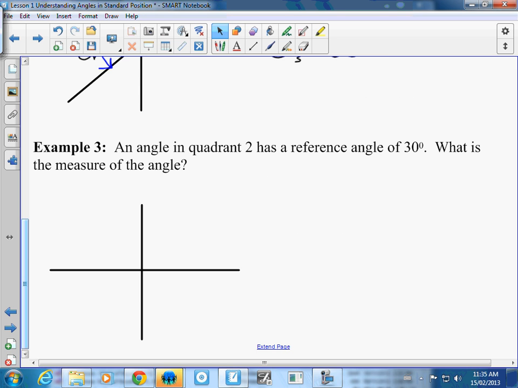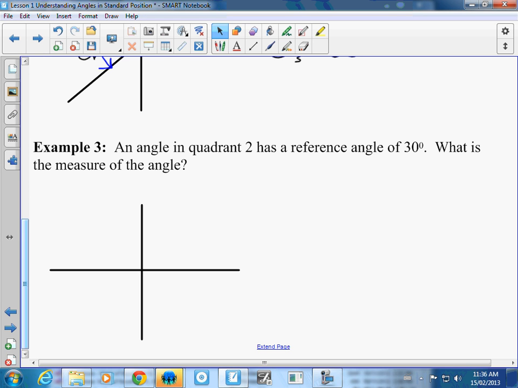Now, an angle in quadrant 2 has a reference angle of 30. What is the measure of the angle? What's the actual angle? Draw it on your own paper. See what you get for me. See if you can draw this.